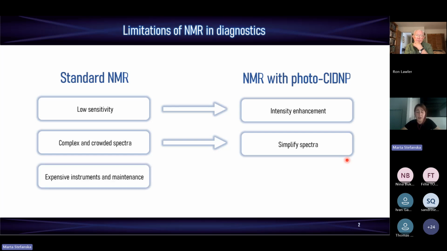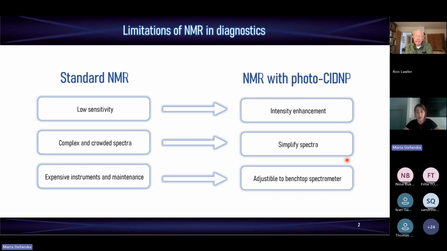And the last thing that is a really big problem with NMR is that this technique is extremely expensive and requires demanding maintenance. Therefore, it cannot really be applied in hospitals or diagnostic centers. But fortunately, with Photo-CIDNP, we can get rid of these high-field spectrometers and switch to low-field benchtop spectrometers, which are relatively cheap, comparable with the state-of-the-art instruments used in diagnostics nowadays. They are very simple to use, and basically there is no maintenance.